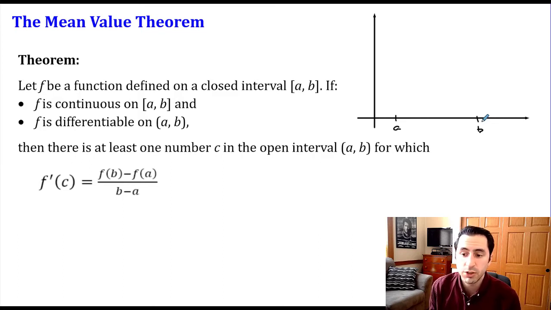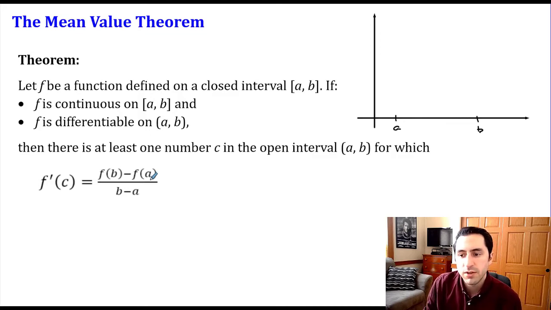Now this expression should look familiar. F of b minus f of a all over b minus a. This is the slope of the secant line that connects a and b. So f of b, this is a y value. F of a is a y value. These are two x values. So this fraction, this represents the slope.